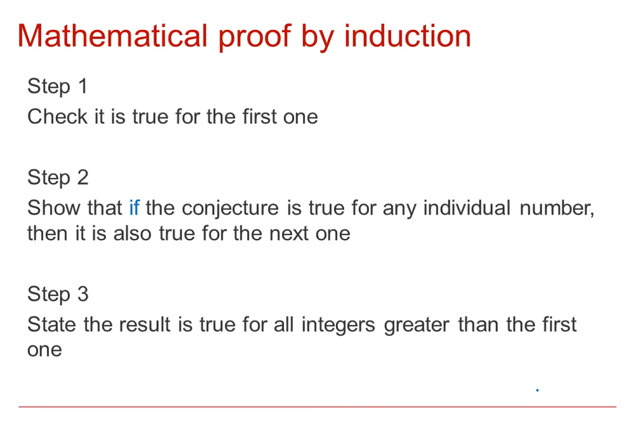So that is a simplified process. Step 1, check it is true for the first one. Step 2, show that if the conjecture is true for an individual number, then it must also be true for the next number. Step 3, state the result is true for all integers greater than the first one. So step 3 is our conclusion.